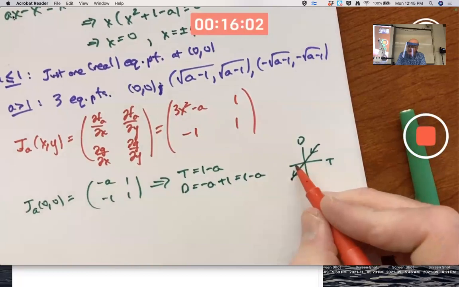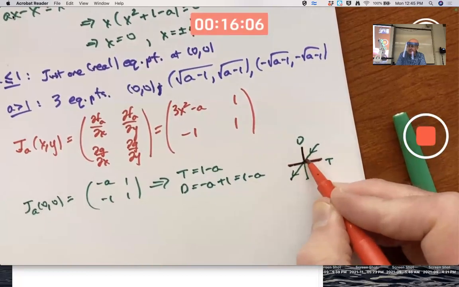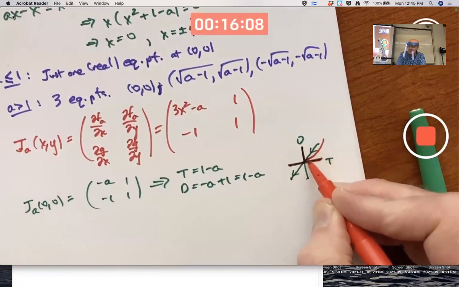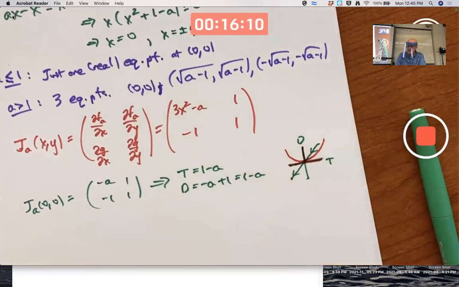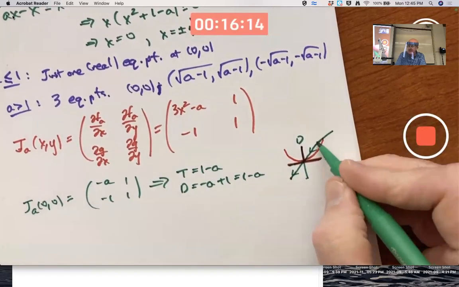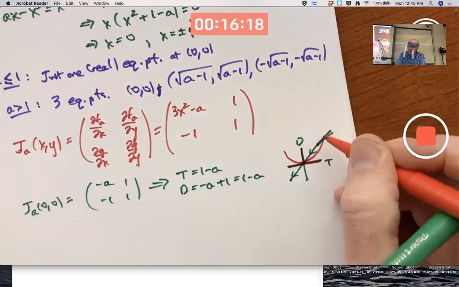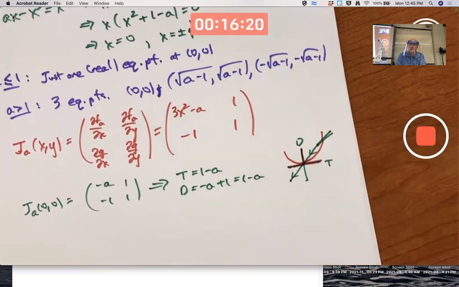What are the critical loci? The t-axis, positive d-axis, and the repeated root parabola. It's when you cross those critical loci that bifurcations occur, not just in the number of equilibrium points, but also in the nature of the equilibrium point, in this case at the origin.